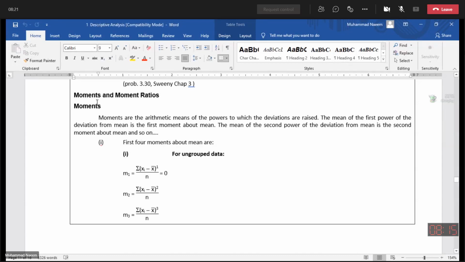Okay, we have to study moments and moment ratio. The application of these moments is again the analysis of data, particularly skewness and kurtosis. We use moment ratios to find skewness and kurtosis, and also it helps to find the basic parameters.